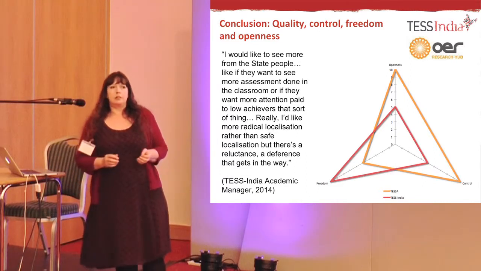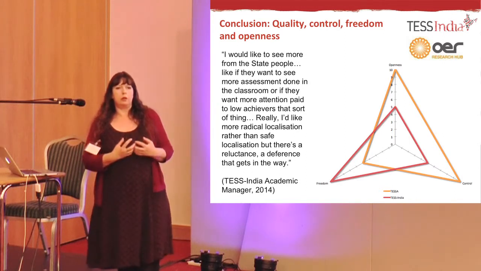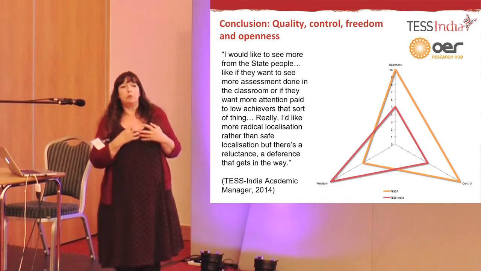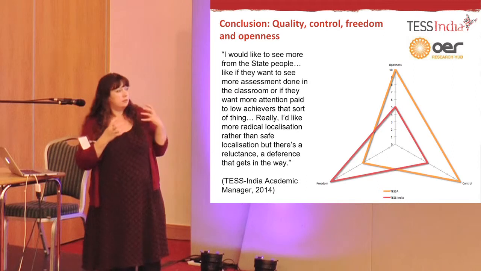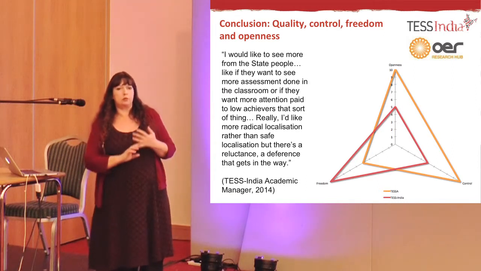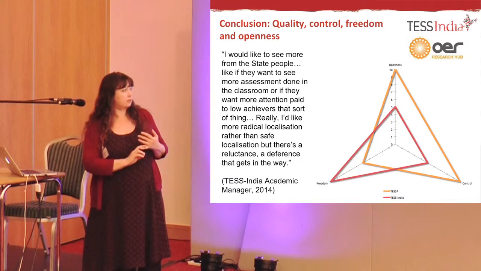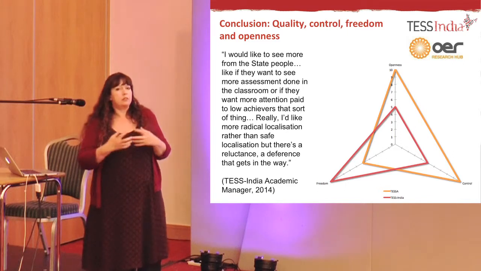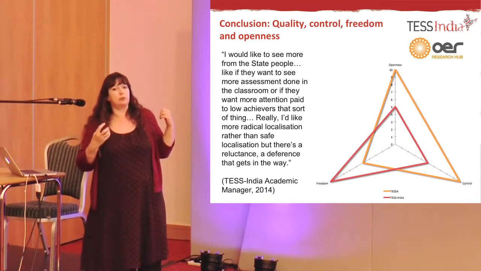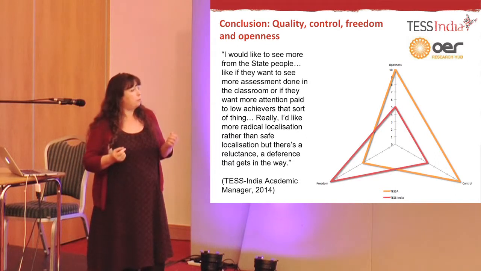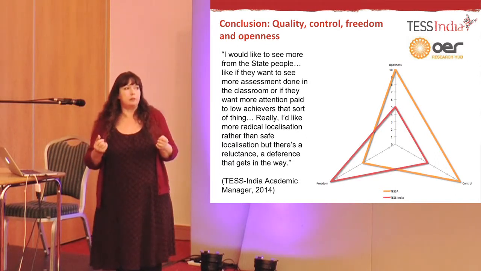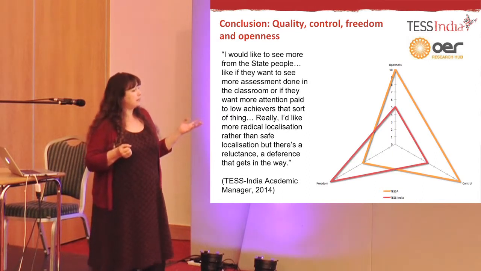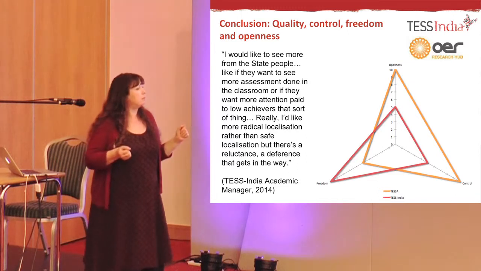So, to conclude, I'd like to share with you an emergent model that has been developed from findings of our research. This model maps the relationship between institutional control in OER projects, between localizer freedom and openness. To do that, we have found it useful to compare TESS-India with another UK OU-led OER project, TESSA, which worked in sub-Saharan Africa. TESS-India on this model is represented by the red shape.